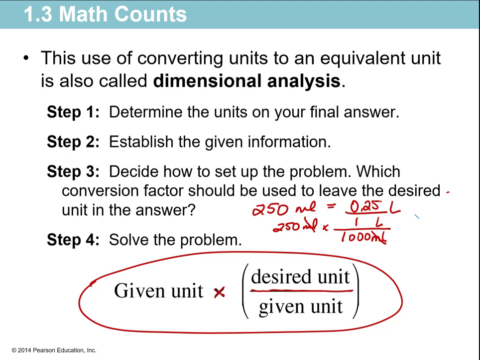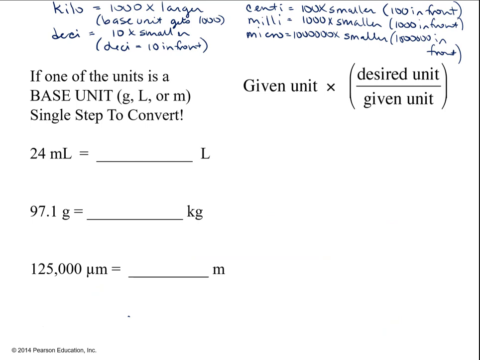If you can remember that when you see kilo, kilo gets a 1, base unit gets the 1,000. When you see deci, deci gets a 10, base unit gets a 1. Centi, centi gets 100, base unit gets a 1. Milli gets 1,000, base unit gets a 1. Micro gets 1,000,000, base unit gets a 1. If you can remember those 5, and I just went ahead and listed them up on top, you can convert any metric value. Those are the only 5 things that you really need to be familiar with and use to set up a unit conversion.